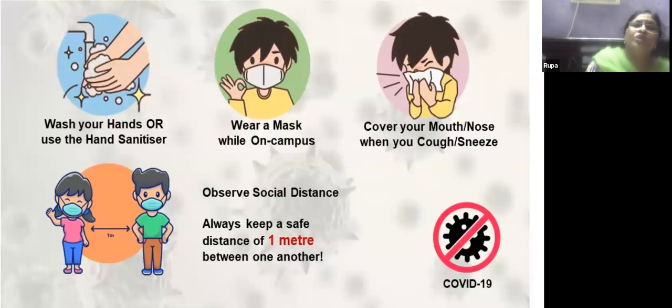Now, during COVID times, children, there are etiquettes that have to be followed. This is for our personal benefit, and we are living in a society, children, so we have social responsibility. During this pandemic time, what do you need to follow? Wash your hands or use hand sanitizer and wear a mask while on campus. This is very, very important, children.